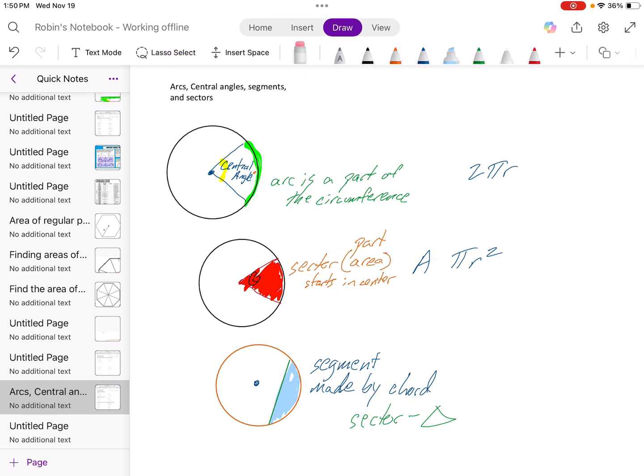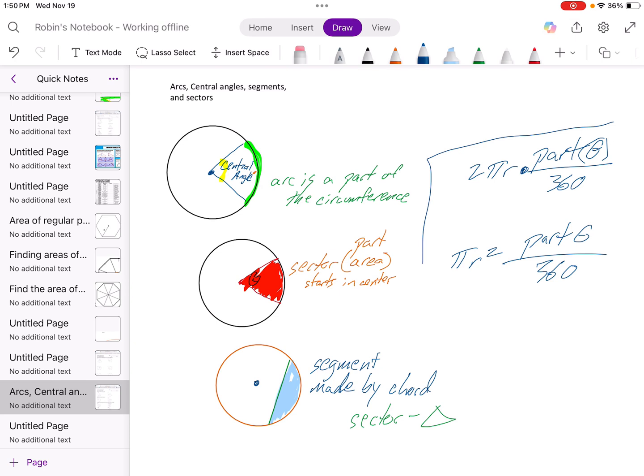But what I'm going to do on both of them is I'm going to multiply it by the fraction, which is the part over 360 degrees, right? Where the part is whatever your theta is. Right, so I have a fraction, okay? Take a moment, copy this down, then I'll show you what in the world I'm talking about.